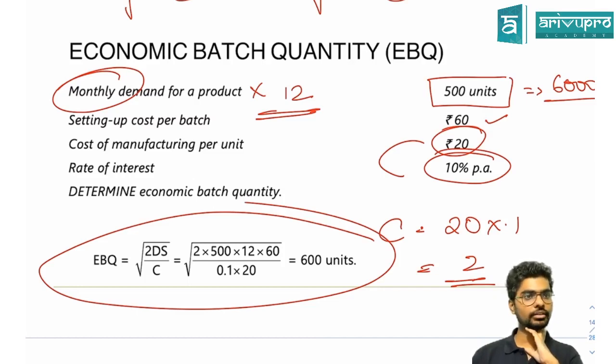Are you clear? Guys, material cost, EOQ formula, same thing, only difference is there it was annual consumption for batch quantity, here I am going to be using annual demand. There it was carrying cost, here it's going to be setup cost, or else the calculation wise everything is the same. Are you clear? See the next question.